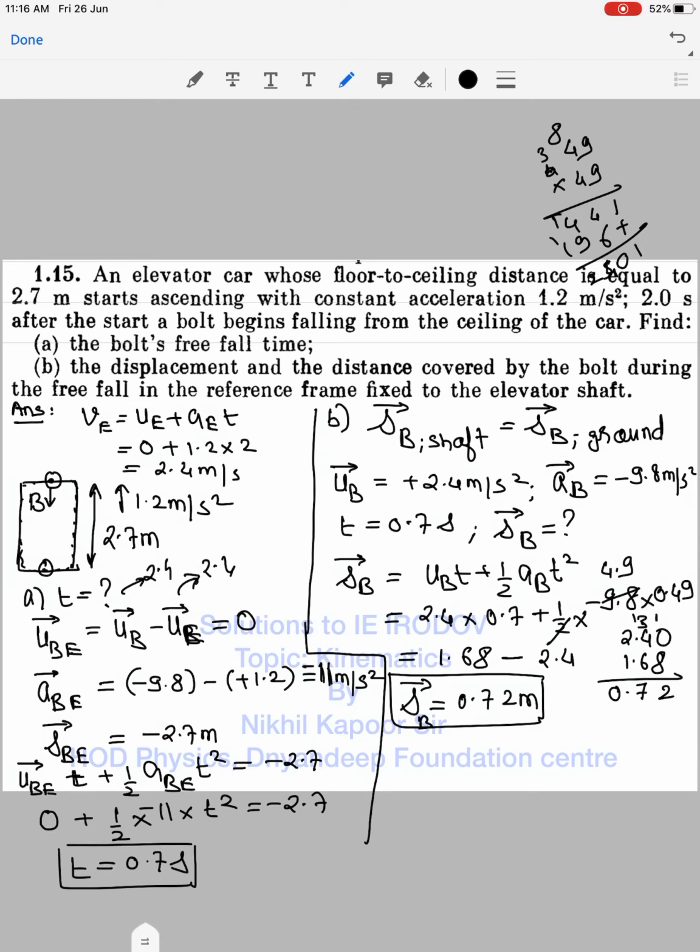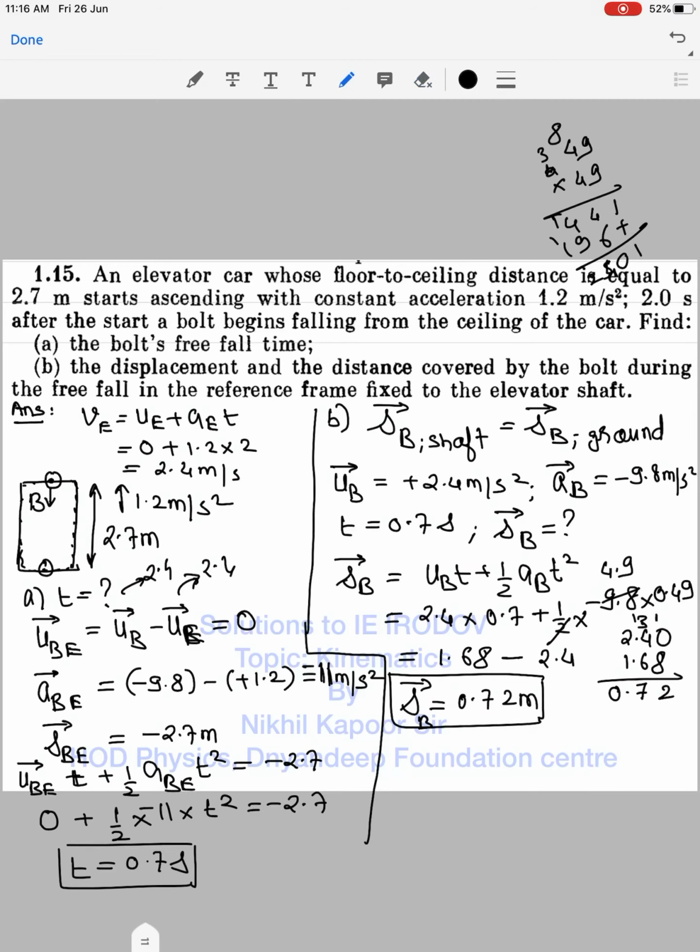So here you can see this. This is the position of elevator at t equal to 2 second. And at t equal to 2.7 second, that is after 0.7 second, the elevator has also traveled some distance. So this was the initial position of bolt and this was the final position of bolt. You can also calculate the displacement this way, that will come out to be 0.7 itself. This is the other method, but the earlier one is the most suitable and easy method.